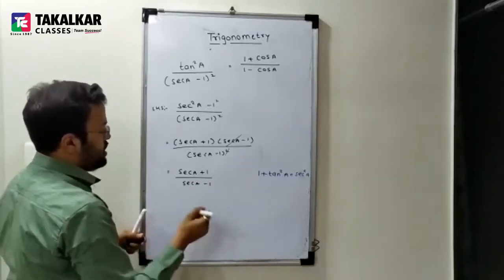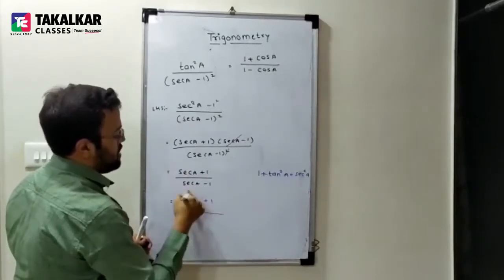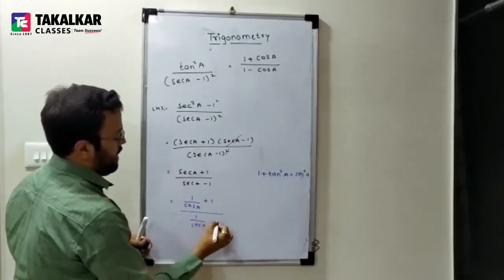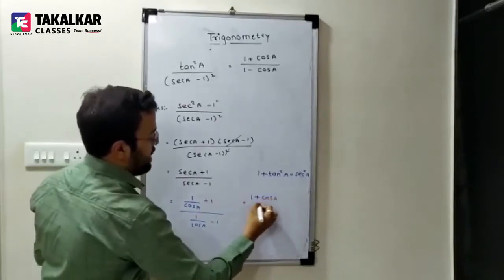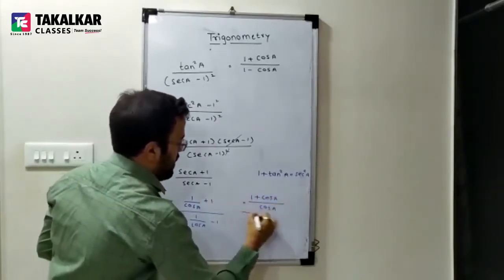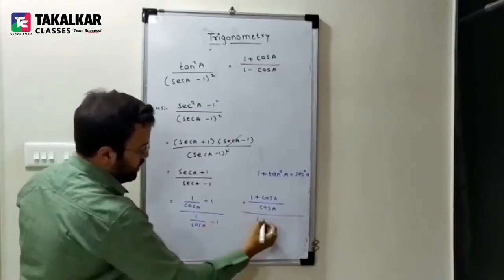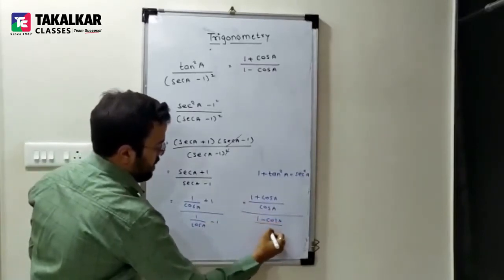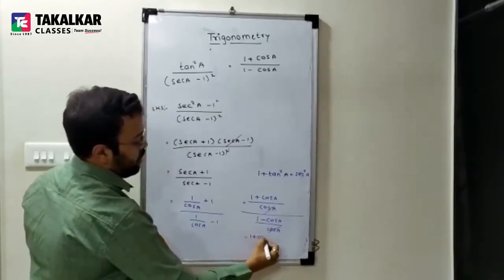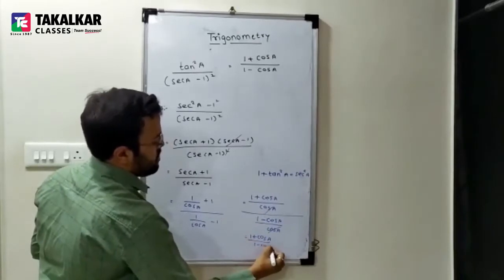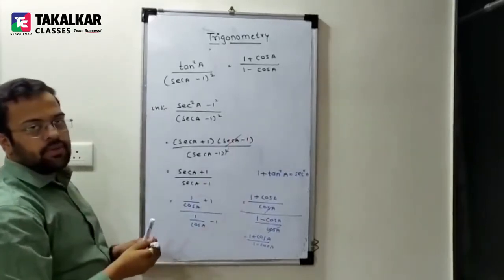Now convert in terms of cos. For sec, what can you write? 1 upon cos A plus 1. For sec A, 1 upon cos A minus 1. Cross multiplication. So 1 plus 1 into cos A will give you cos A, whole divided by cos A. This divided by 1 as it is. Multiply with this. 1 into cos A will be cos A upon cos A. Cos A cancels. So what remains? 1 plus cos A upon 1 minus cos A. This is your required answer. Getting this? Now we'll see the next type.